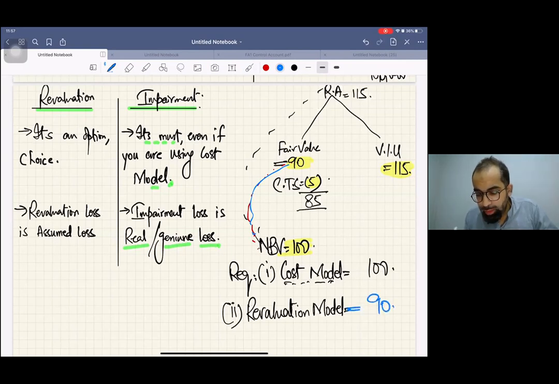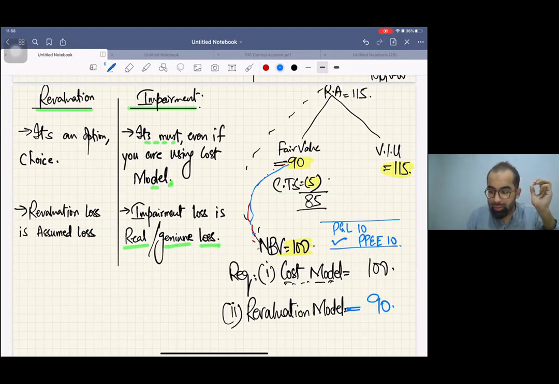In this question, you will report it at fair value, and when you report this $100 asset at $90, you have to book a $10 loss. So you will make the entry: P&L debit $10 and property, plant and equipment credit $10. This is for the revaluation model. You have to report it at 90, just because of your policy.